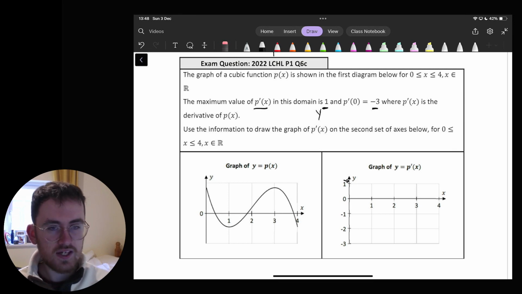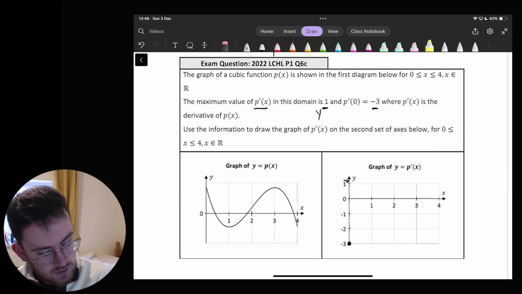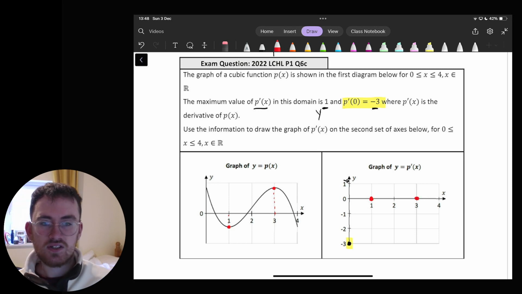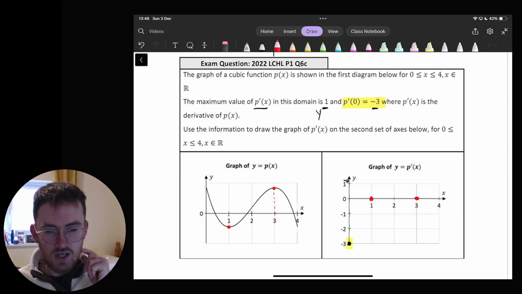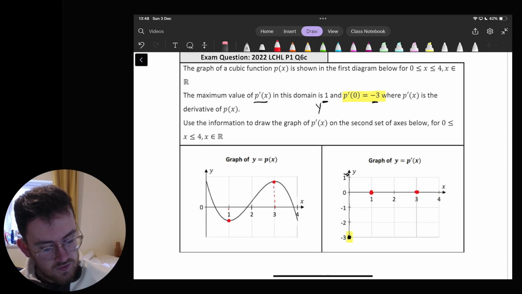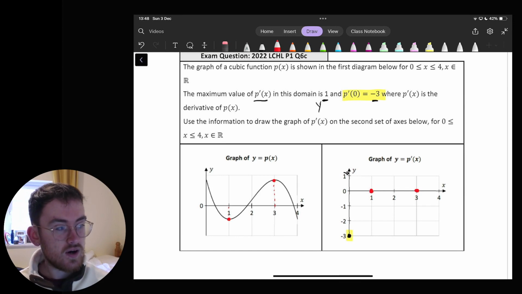So first of all, I know that when x is 0, the derivative's value is minus 3. So let's just plot that point in here. That's coming from this piece of information here. The other things that I can look at are the turning points of my graph. My graph has turning points at the two x values of 3 and 1. So I expect those to be the roots of my derivative function. The roots of my derived function should be the turning points of the original function. And the last points I have are the 4 and the 2. Those are the only points that I don't have full information for as of yet.